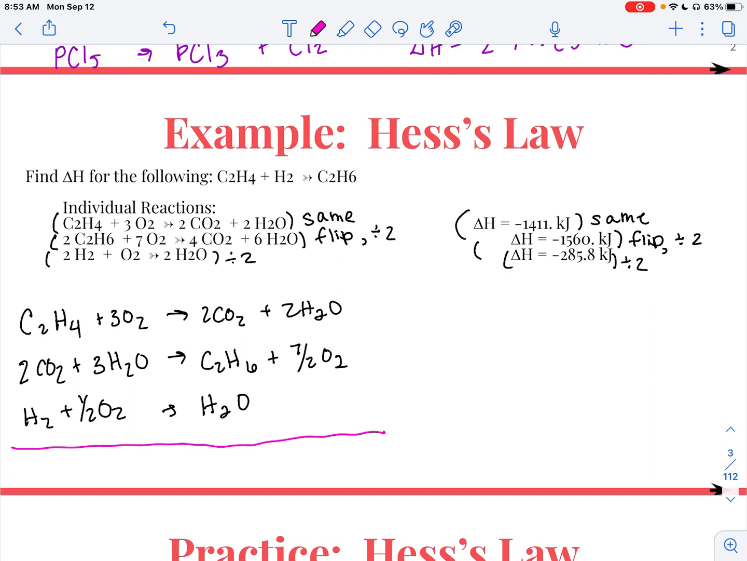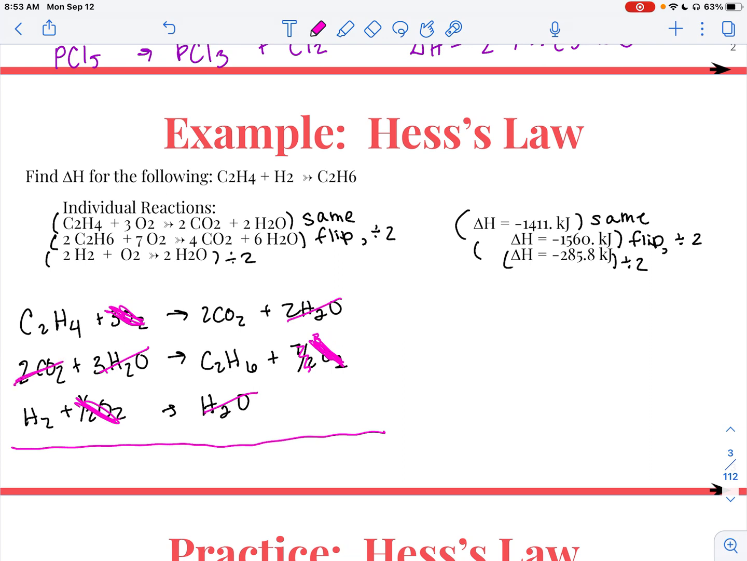So here we have 3 H2O. We have 2 here and 1 here. So 3, 3 on both sides, so we can cancel those out. Let's take a look at the O2s. We have 1/2 here and 7/2 here. So I'm going to cross this one out and change this one to 3 just to make it a little bit easier on me. And then you can see we have 3 O2 here to cancel out with this 3 O2. So the O2s are completely gone.